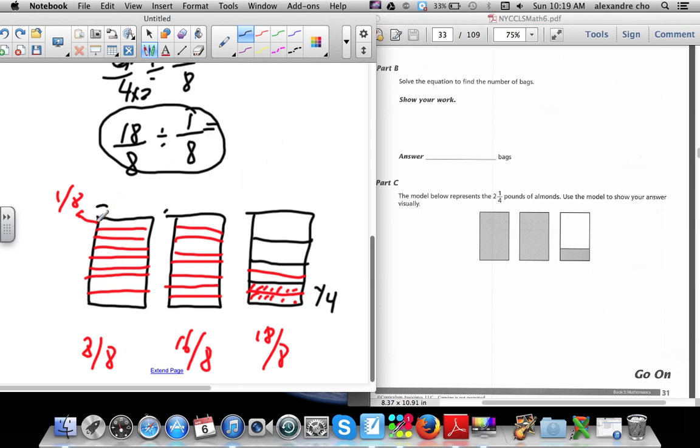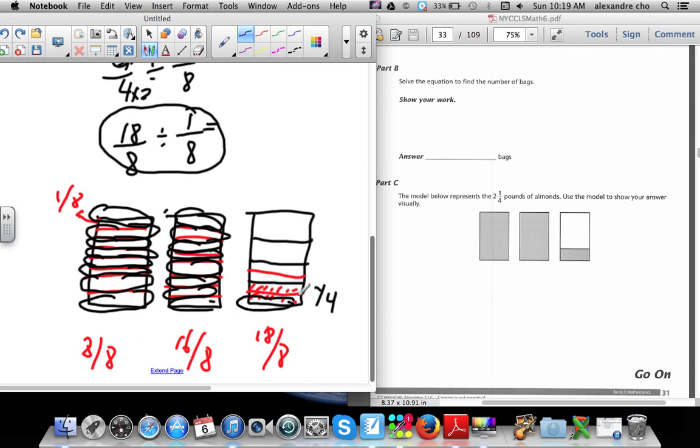Okay, so you can tell them, hey, you can fit it 1 time, 2 times, 3 times, 4 times, 5 times, 6 times, 7 times, 8 times, 9 times, 10 times, 11, 12, 13, 14, 15, 16, 17, and 18. So 1/8 fits into 18 over 8 18 times. Okay.